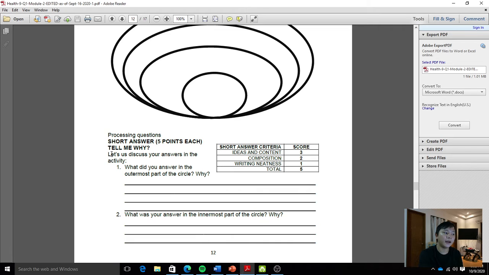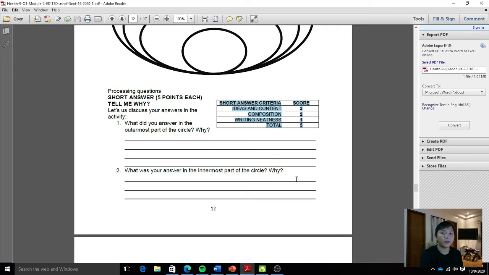So, after you answer that drawing, copy the process question in your intermediate pad and refer to the rubrics for how you will be scored. Copy number 1: What did you answer in the outer part of the circle and why? Okay, you write it there.